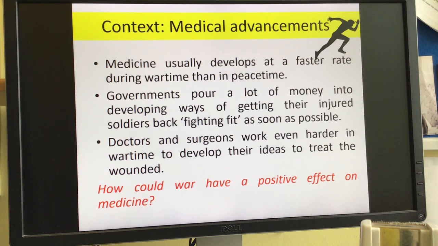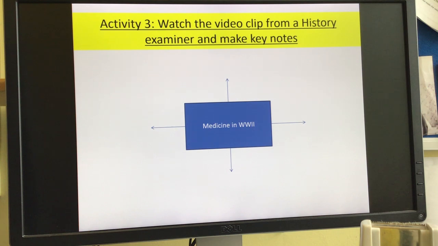The next part of the lesson, guys, was going to be a video around medicine in World War One, not two, World War One. I'm not going to play that through here, but I'll put the link on the slides, which I'll also post on Show My Homework, so you can access that if you need to and get a taste of how medicine was speeding up during wartime. Certainly in World War One, there were lots of things that were tested at the time.